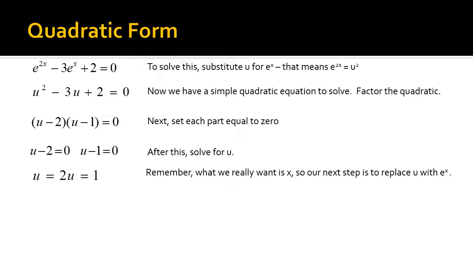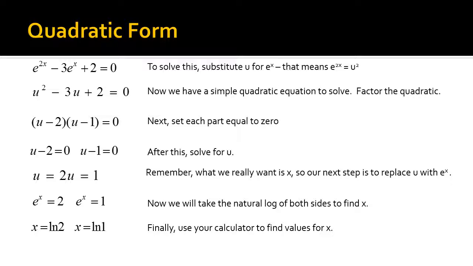So now we have to resubstitute. We go back and replace u with e to the x. Then we solve both of these by taking the natural log. So x is the natural log of 2 and the natural log of 1. By the way, x equals natural log of 1 means x is 0. And then the natural log of 2 you can put in your calculator to find that value.